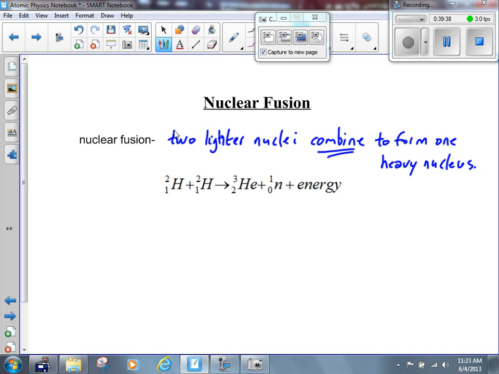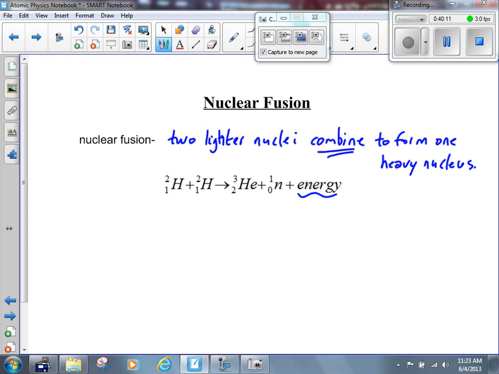Hydrogen-2, we call that heavy hydrogen. Normal hydrogen, the normal isotope of hydrogen, would be hydrogen-1, which is one proton, no neutrons. This is one proton and one neutron. It's heavy hydrogen. Chemically, it's identical to regular hydrogen. It can be in water. You can make water out of heavy hydrogen. We call it heavy water. Okay, H2 and H2 fuse together to form helium-3. They also kick off a neutron there, and it releases a bunch of energy.